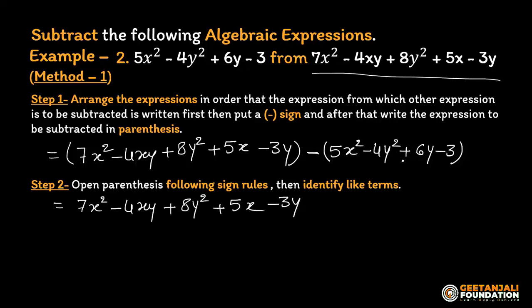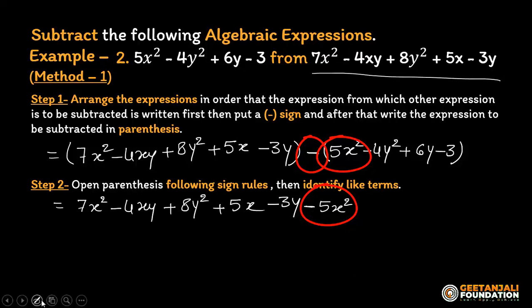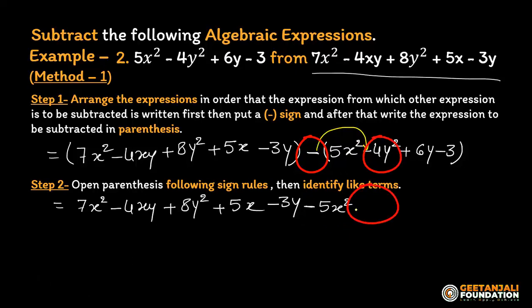And since before this parenthesis there is a negative sign, we have to be careful of the sign. When there is a negative sign before the parentheses, when we open this parenthesis, we flip the sign of all the terms. It means this plus 5x squared will become minus 5x squared, because this minus and plus multiplied will give you minus 5x squared. Now the next part will be this minus sign and this minus sign. So this minus and this minus will give you plus 4y squared.